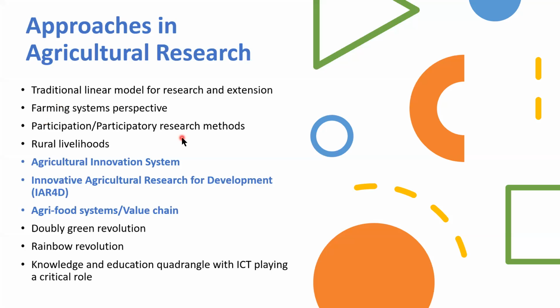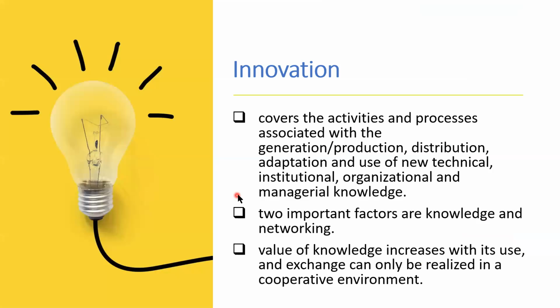Among these approaches, we will talk about these three: agriculture innovation systems, innovative agriculture research for development, and agri-food system value chain. So we'll discuss that in the next lecture, but today I want to show what is the difference between innovation and invention. Innovation basically covers the activities and processes associated with the generation, production, distribution, adaptation, and use of new technology, technical, institutional, organizational, and managerial knowledge.